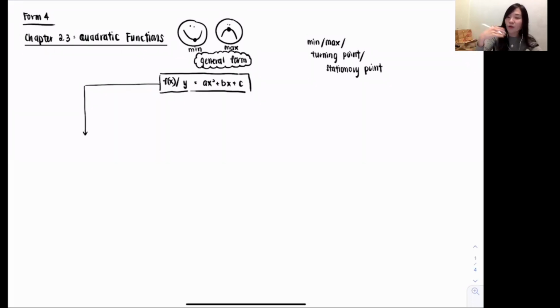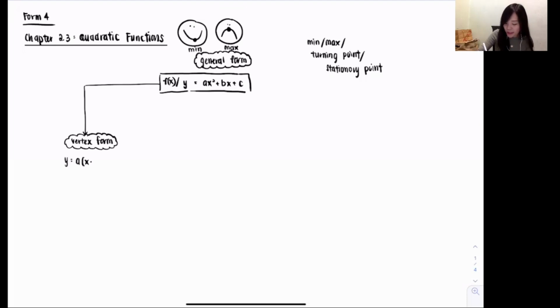Whenever they want to find the maximum point or minimum point for your curve, you look at the general form, it doesn't help, my dear. You must change from the general form to vertex form. Maybe now in your brain you will be thinking, teacher, what is vertex form? Actually, all of you learned it under 2.1, the first video.